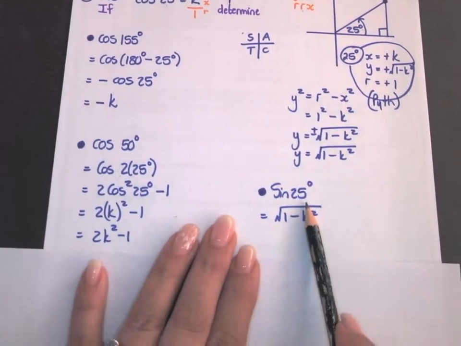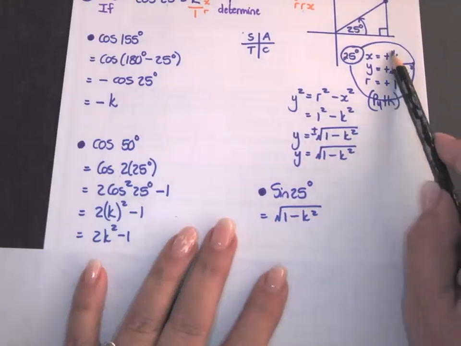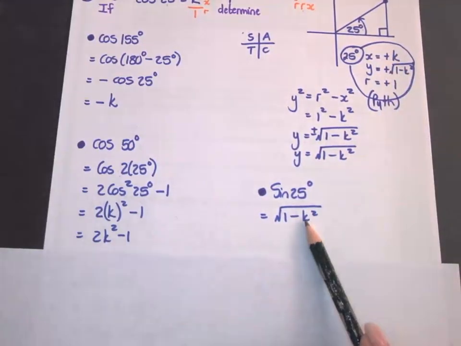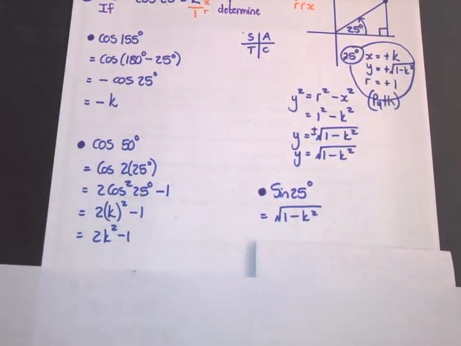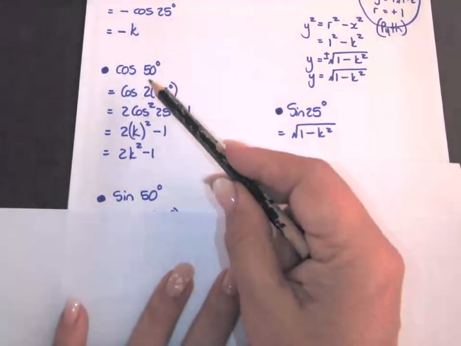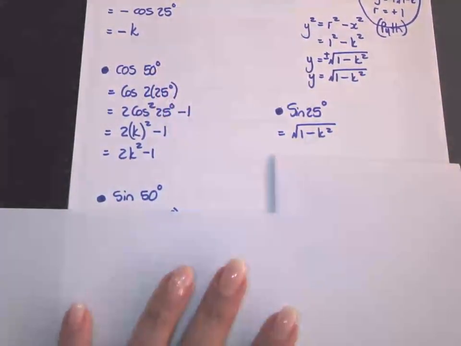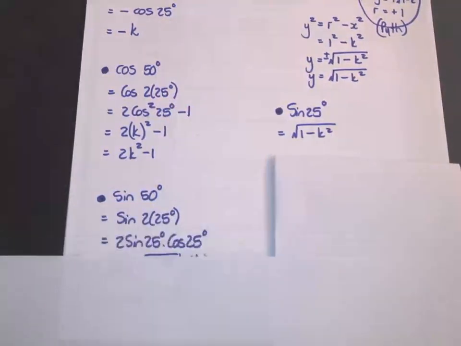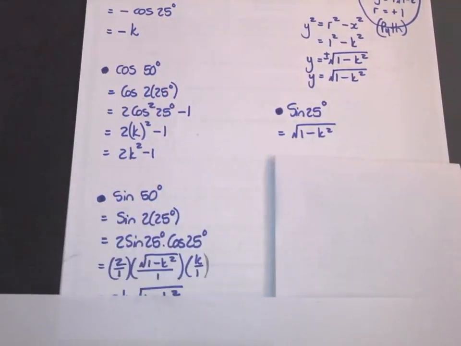Sine 25 degrees is easy, just look there. Sine 50, also easy. Make the 50 2 times 25. Expand, substitute everything, put everything in brackets because you have to multiply and get your final answer.